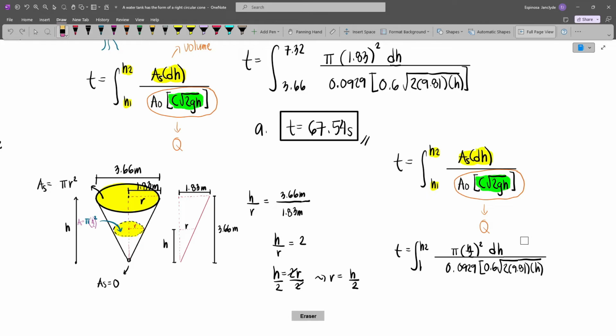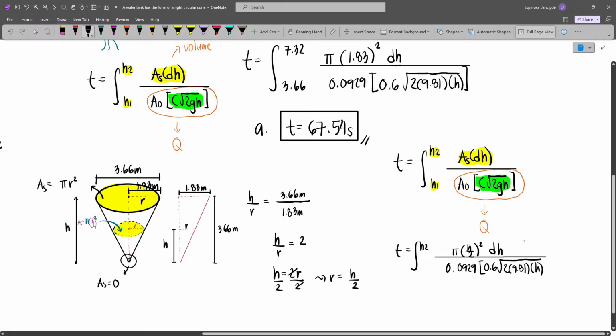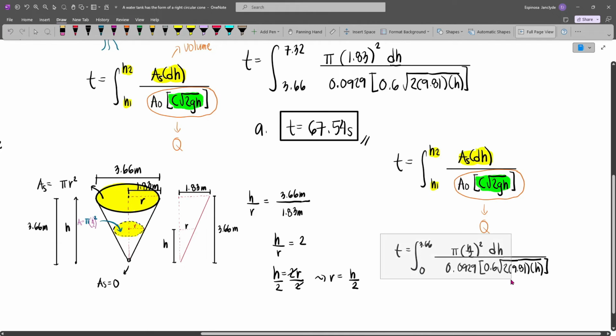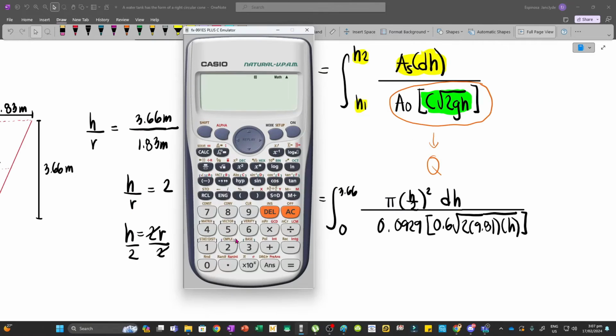We will just change this one into our limits. Now, diba, for the cone, we started at 0 and then ended at 3.66. Kasi again, yung height is 3.66. So from 0 up to 3.66. And so let's just type this sa calculators natin. And so we have the integral from 0 to 3.66 and then pi times h over 2 and then squared divided by 0.0929 times 0.6 times square root of 2 times 9.81 multiplied by h.